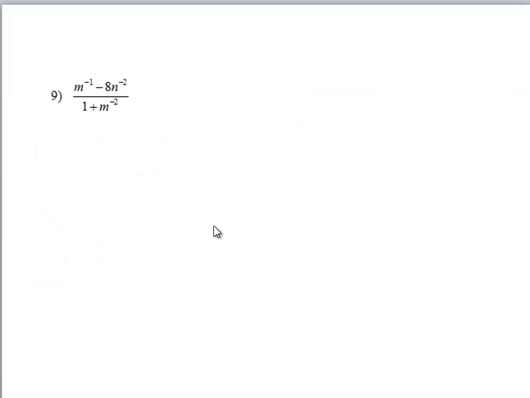So here's one to practice with. Let's see. So we have m to the negative 1 minus 8n to the negative 2 over 1 plus m to the negative 2. So let's start on top. First I have this term right here, m to the negative 1. And what's that say? There's that little negative guy. It says make me a reciprocal, and then it's just to the 1. So m to the 1 is just m.